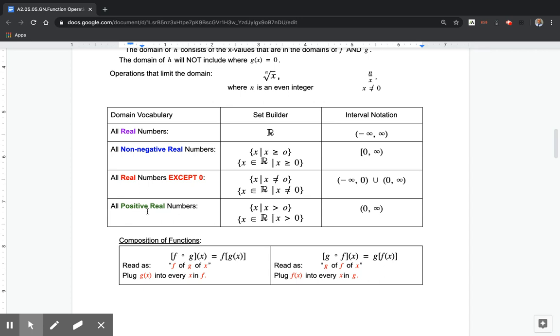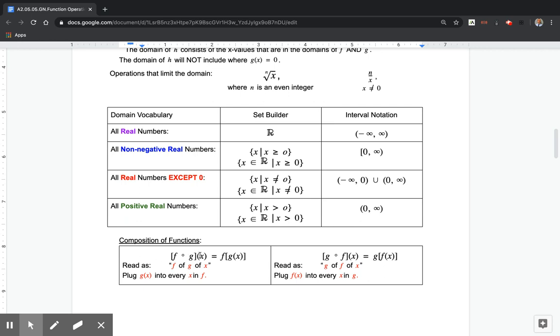And then we have all positive real numbers, the set of all x values such that x is greater than 0. So in this case, 0 is not included. And the set of all x values that belong to the real numbers such that x is greater than 0. And then here we have 0 is not included and infinity is not included.